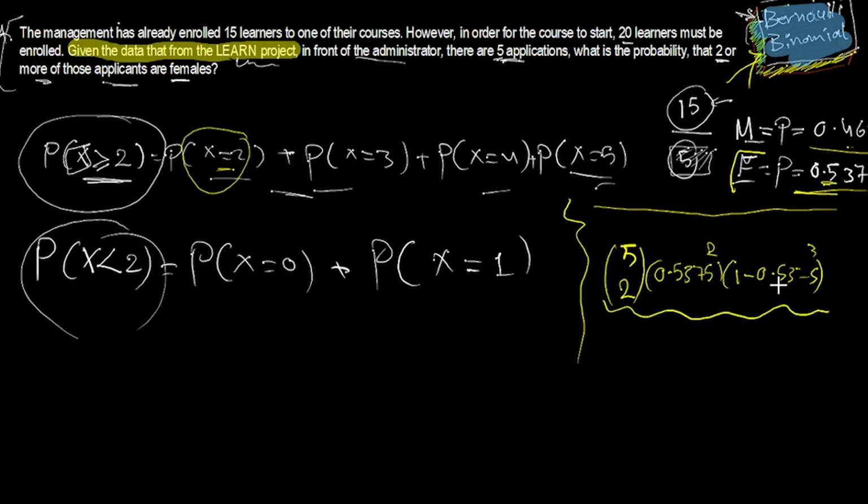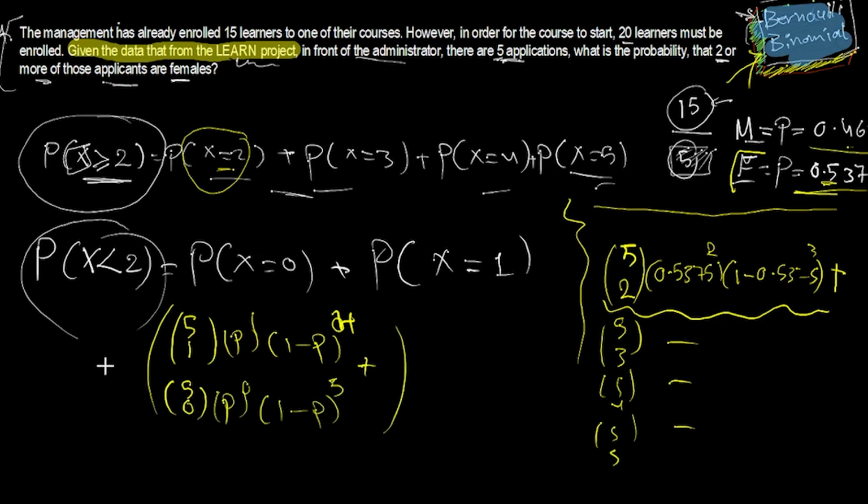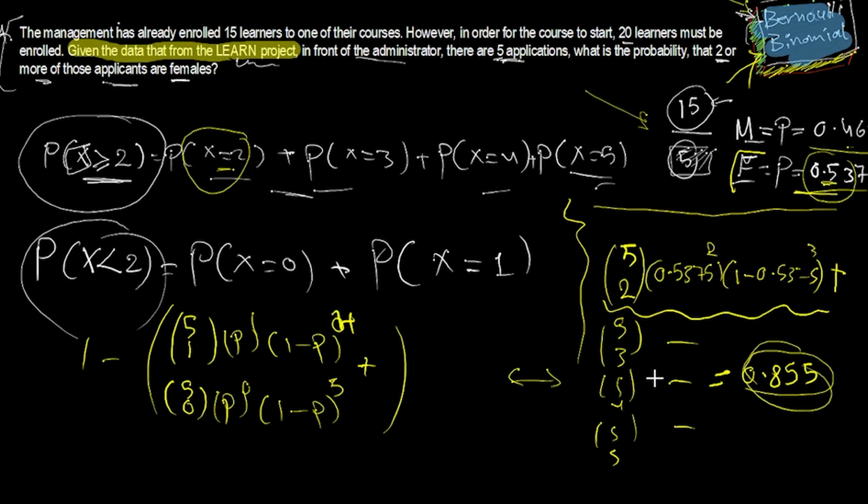But this is not exactly what we're interested in. We have to sum up 3 as well. So we do it again when we have 5 and 3, then 5 and 4, then 5 and 5. Alternatively, I could compute the cases 5 and 1, and 0, and subtract that from 1. Anyway, this is going to be, I think, 0.855 or something. There is a 53% chance that one applicant is going to register as a female. Out of 5, to have 2 or more female applicants, there is an 85% chance that could happen.